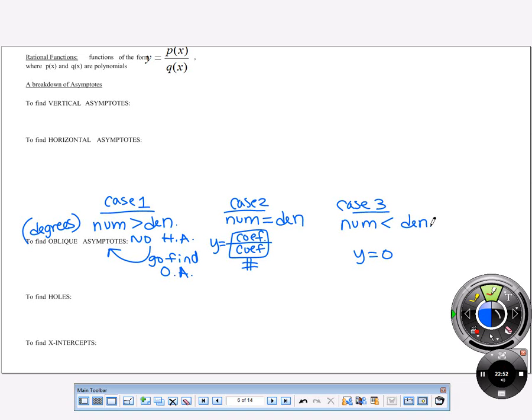Any questions about this? No? Okay. So do you guys all feel like if you put a function up here, you could determine if it has vertical asymptotes, okay? So let's go back to the function we talked about before.